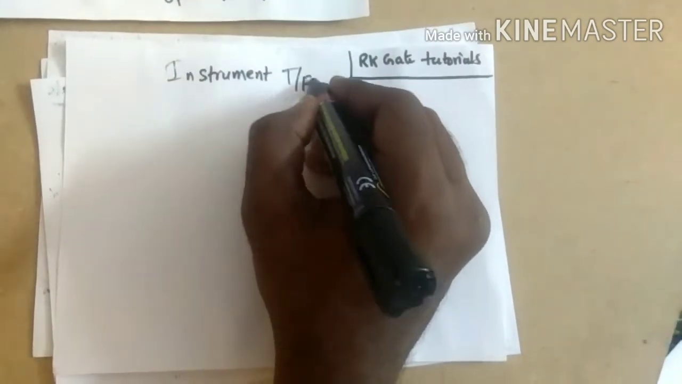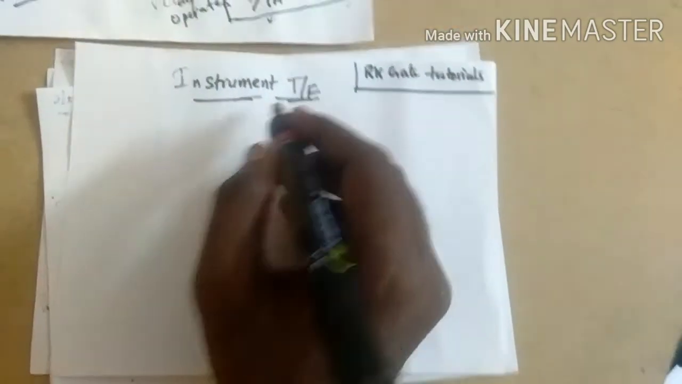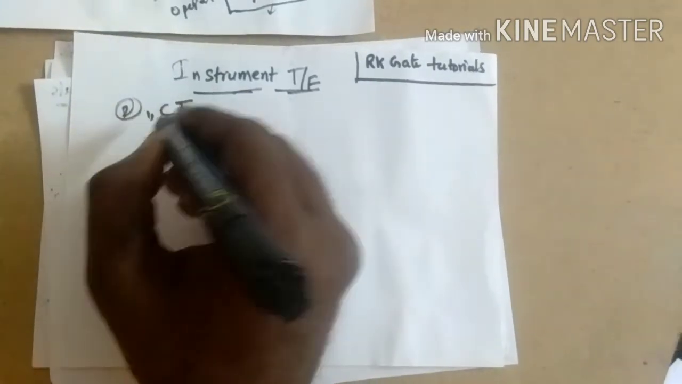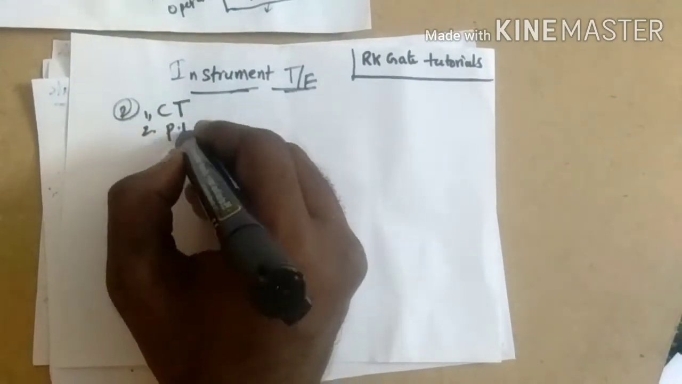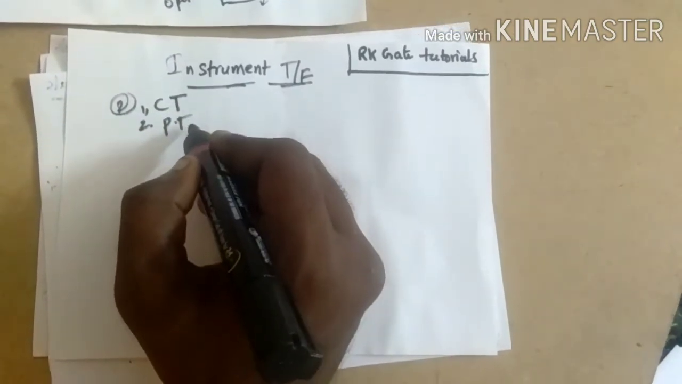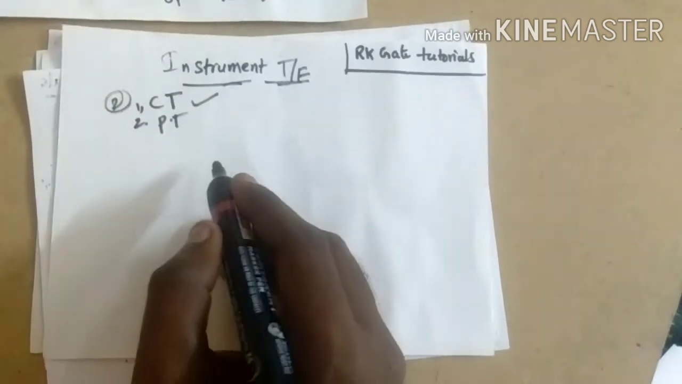Instrument transformer. So instrument transformers are two: one is the current transformer, another one is the potential transformer. If I explain the current transformer, the same will follow for the potential transformer. So I will explain the current transformer.